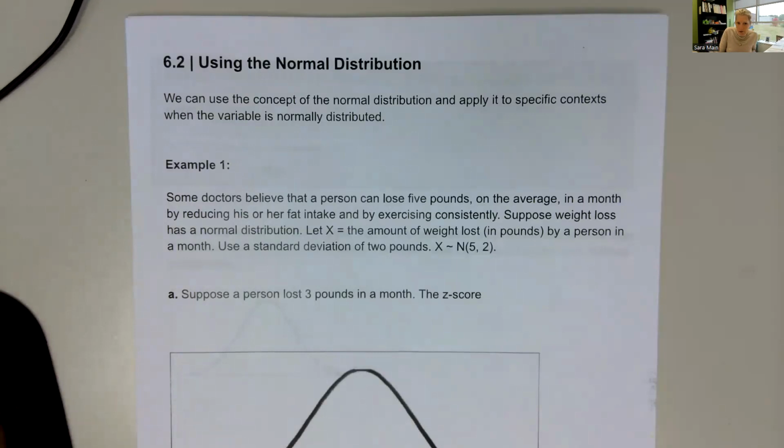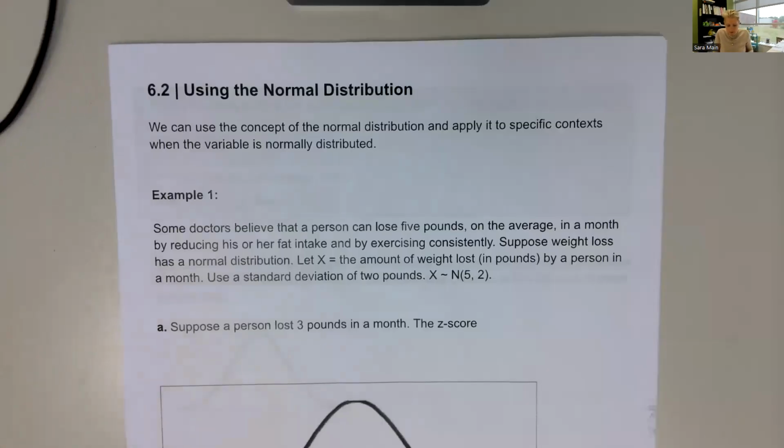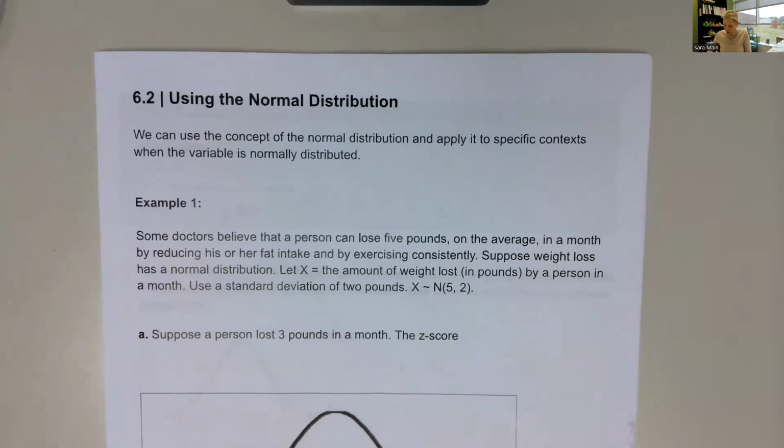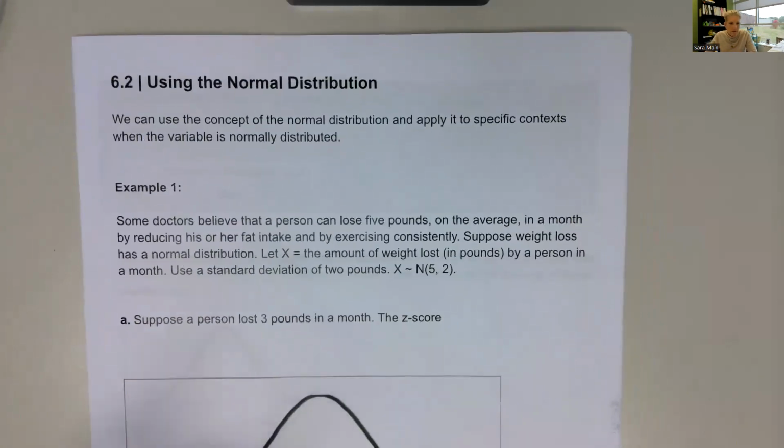Hello, and welcome back for section 6.2. We're going to apply the normal distribution that we just learned about in lesson 6.1. So let's see how we can tie in this normal distribution with regular context of other situations.